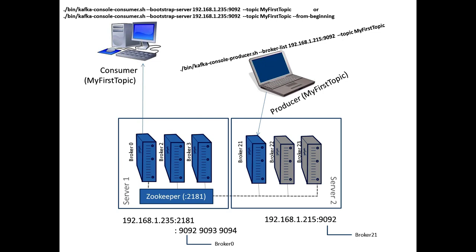So I've got a producer, and that producer is talking through to broker 21. Broker 21 is on the second server, and we can see that by the IP address that it's using, which is the same as that server, and the port number 9092, which is the port that broker 21 is listening on. So that's how we're able to do that.